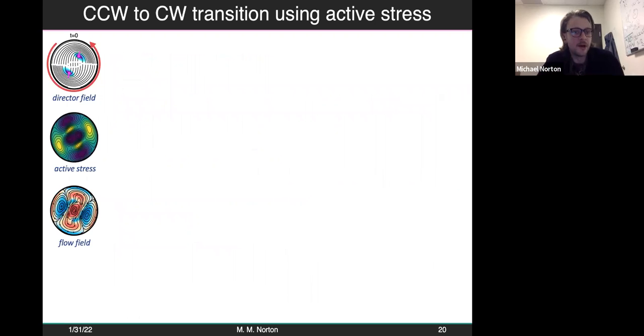Okay, so now we're going to actually see what the solution looks like for our system. We're going to track the director field in time, the active stress field, and the flow field. And this middle one is our control input.